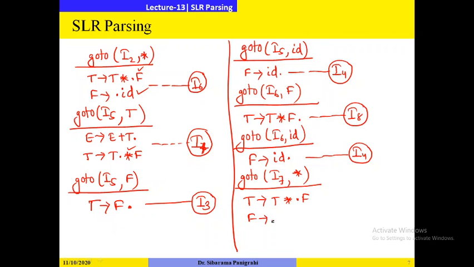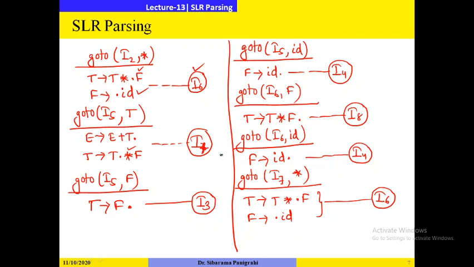So F gives to dot ID. Now we have to say whether these productions are already in an item set. Yes, you see it is same as I6. In I6: T gives to T star dot F, F gives to dot ID. So go to I7 comma star gives to I6. Is that clear? Next, in I7, can we jump something else?